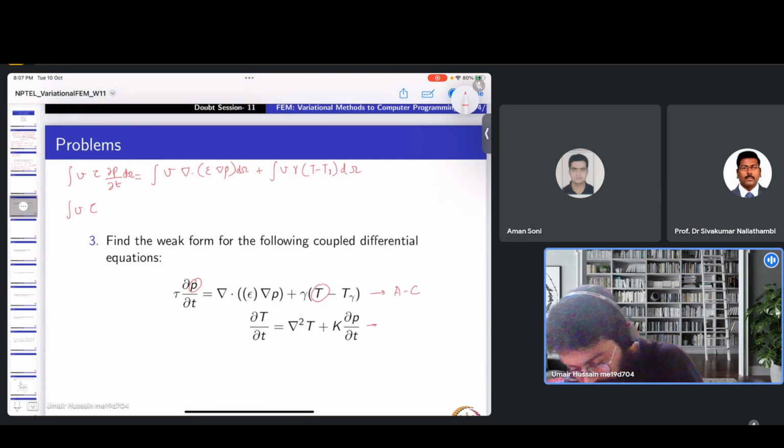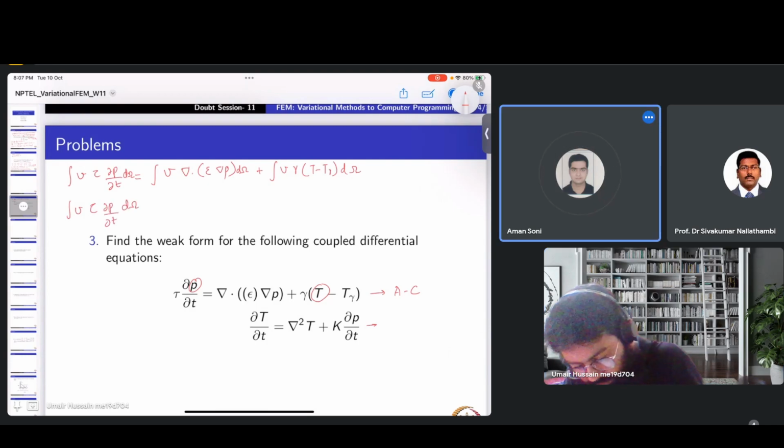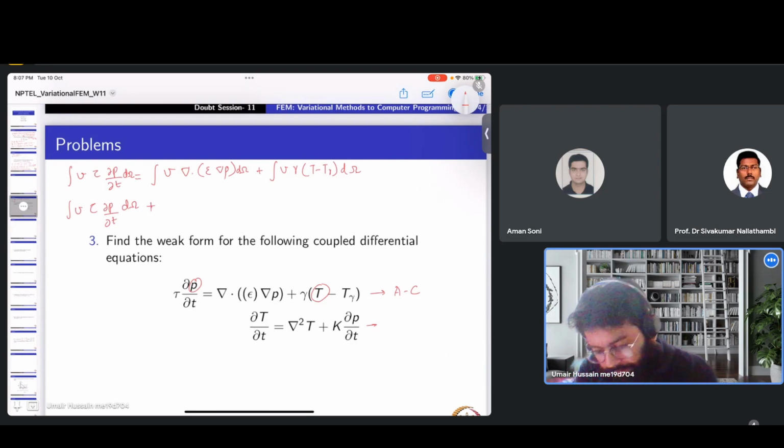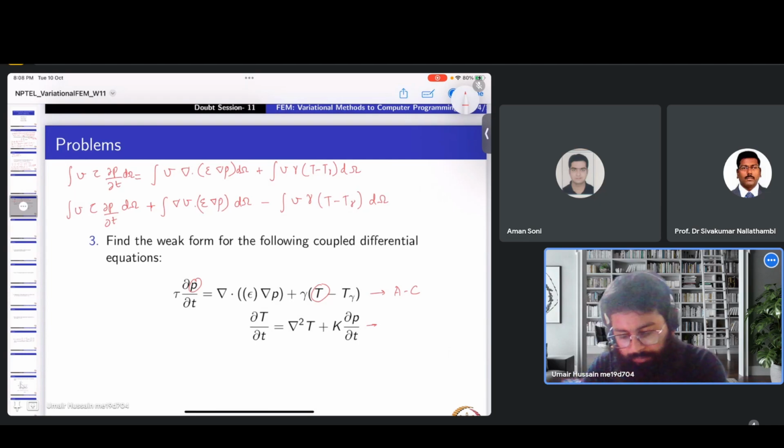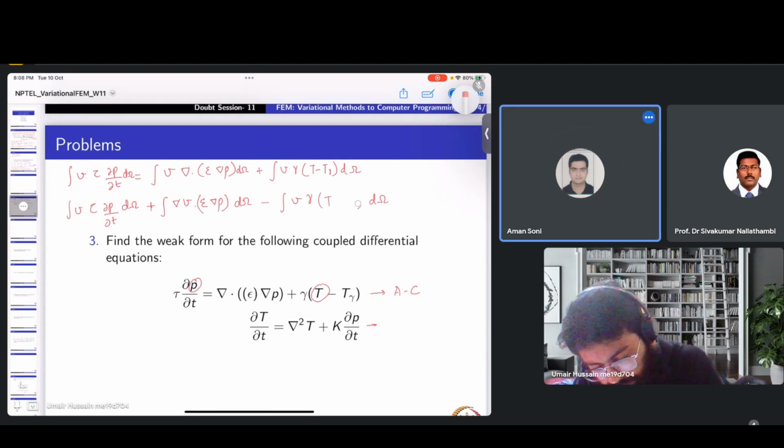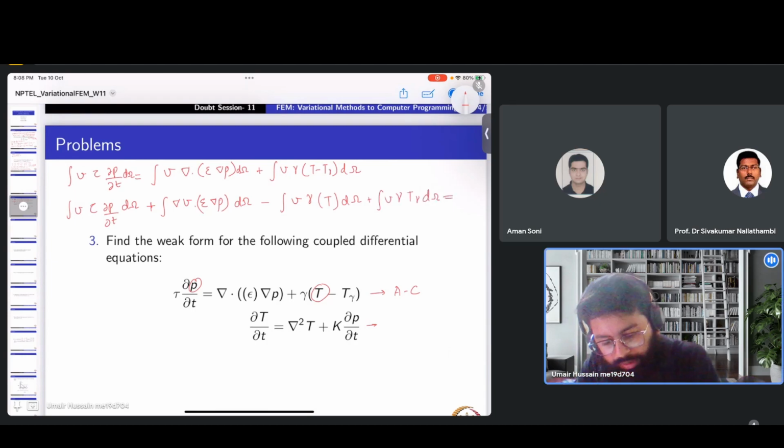So this is same as before. We perform integration by parts on the right hand side term and we bring it to the left hand side. We get a plus sign. Bring this also here. And we'll also have some boundary term. We'll leave that.